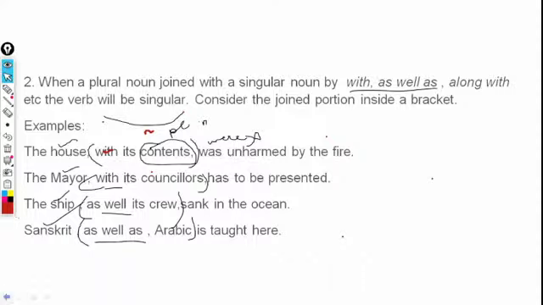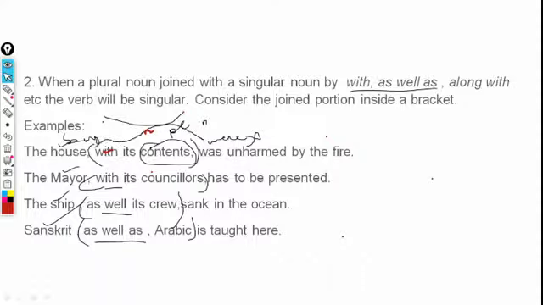Even if this is a plural noun which has joined, we will consider the verb to be according to the first noun that was singular. Because with it, as well as everything, these will be considered as inside a bracket. That will not decide the verb. When we have a plural noun joining a singular noun, for example, the house with its contents is plural, but see, house is singular. So that is why we will attach it with our first noun.